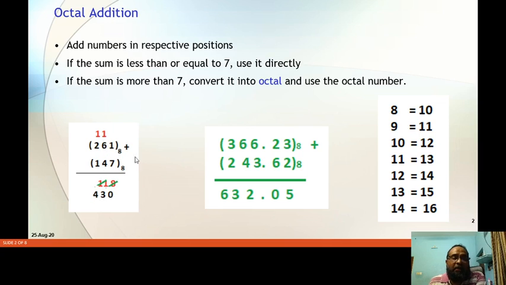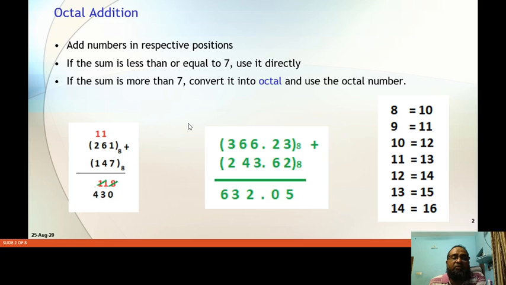7 plus 4 is 11. 11 is again not in the octal table. So what do you have to do? Convert: 11 is equal to 13. So you write 3 and there is a carry 1 you have to add. 1 plus 2, 3, 3 plus 1, 4. So these are the steps.